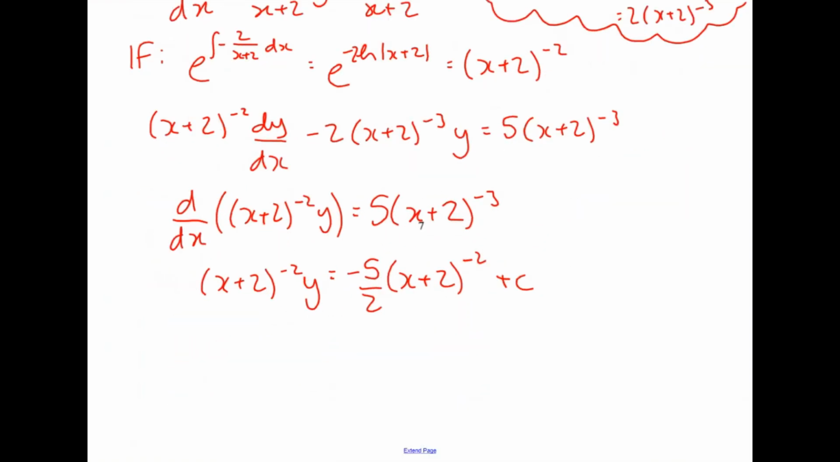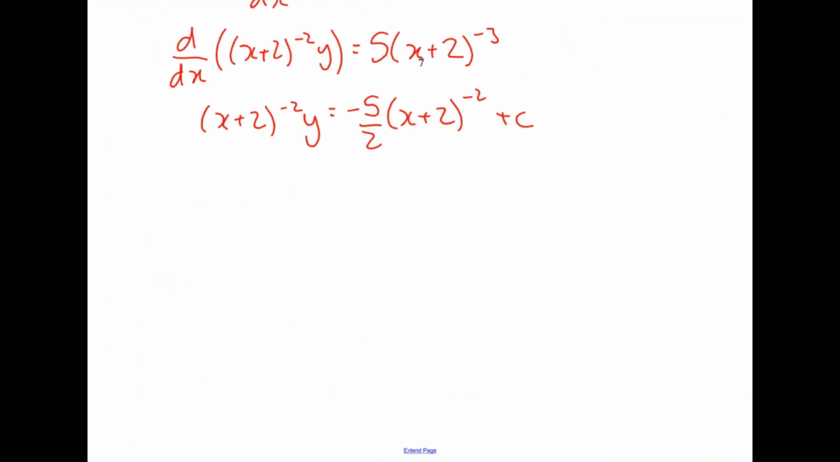Question asks for the general solution. It asks for it in the form y equals f of x, though, so if I times through by x plus 2 squared, I get y equals minus 5 over 2 plus c times x plus 2 squared.